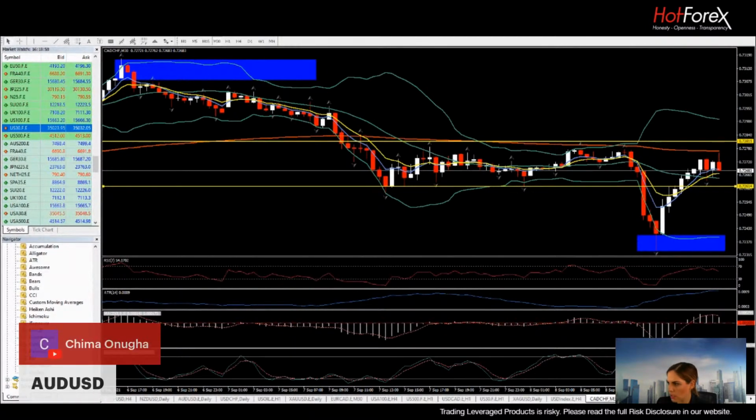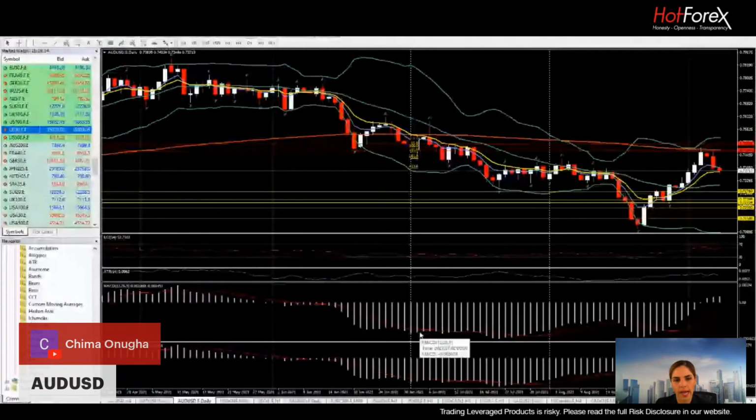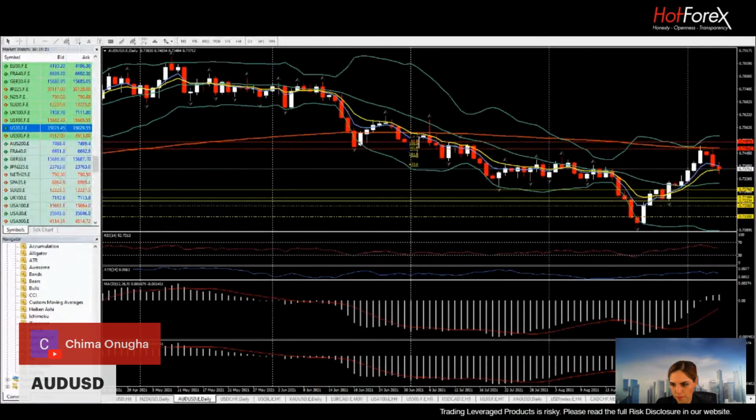Aussie. Okay, commodity currencies have been a bit in a pullback this week, but that doesn't change so far the overall outlook. So, Aussie, for example, okay, guys. So Aussie dollar. Let's start.